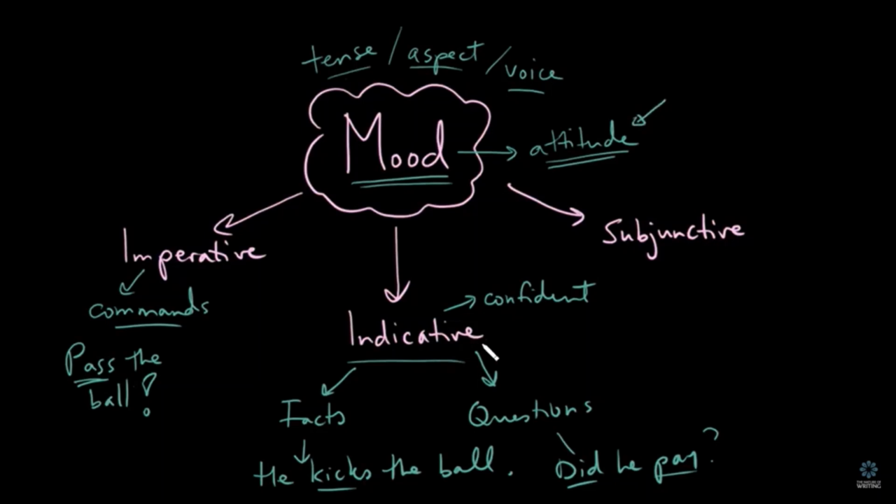So if we go back to our sense of attitude then, if the indicative is about being confident that something is a fact, even in a question, you're still expressing it the same way, then the imperative is about desiring something. It's about desire, it's about wanting something, it's about demanding. That's your attitude. Your attitude towards the action.